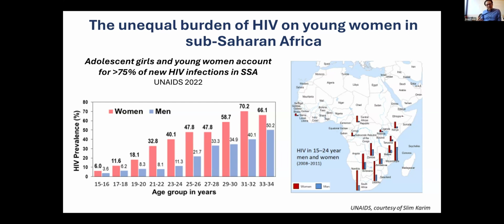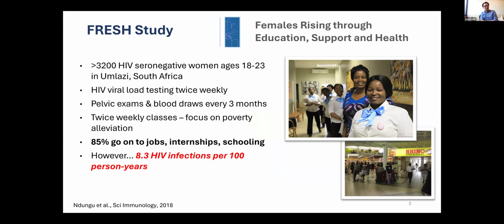And you can see that there's this very disproportionate burden of infection in women in many of these countries in sub-Saharan Africa, where prevalence rates are up to 7 times higher in some of these countries amongst young women than young men. And so we've been working for many years now with this cohort called the FRESH study. FRESH stands for Females Rising Through Education, Support, and Health.